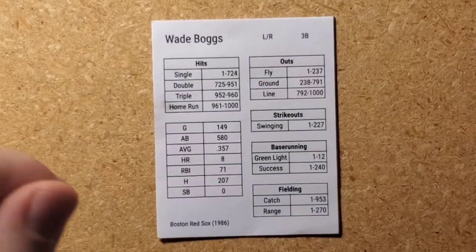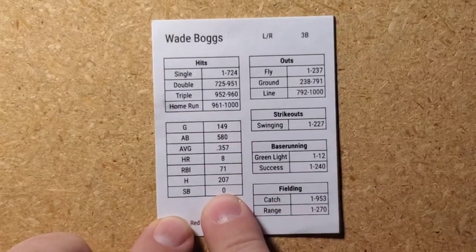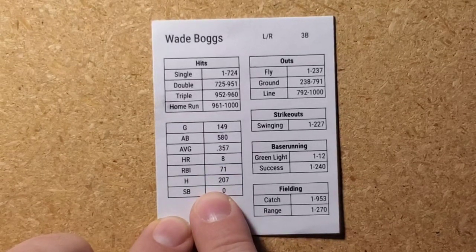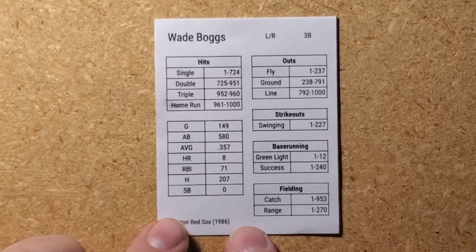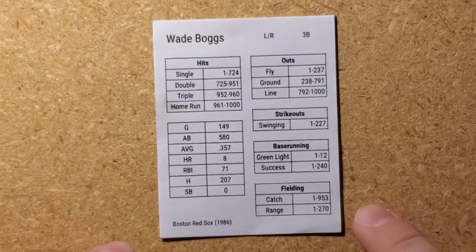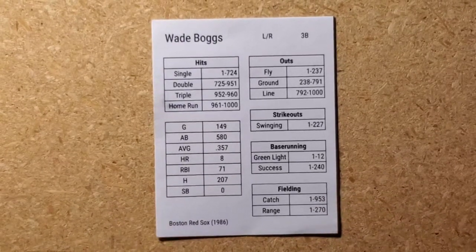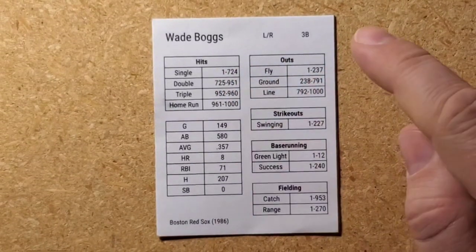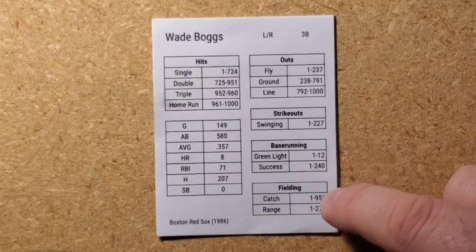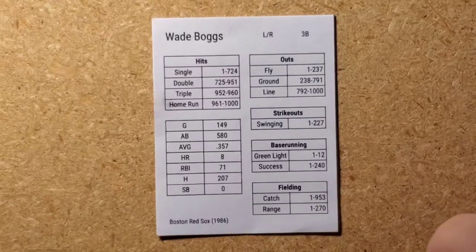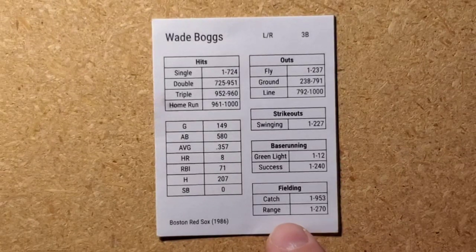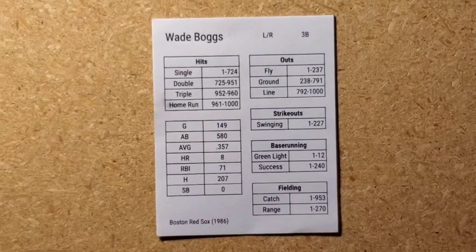If you needed to insert him, we have our main statistics here. So we have games played and at bats, average, home runs, RBIs, hits, and stolen bases if they have any stolen bases. Just like the pitcher card, it tells the year and the team that this card is for. And then we have all of our charts. On the hitter card, we have a hits chart, an outs chart, a strikeouts chart, a base running chart, and fielding. Fielding works just like the pitchers. So there's a catch rating, which is catch and make the throw. And then there's a range rating, which will come into play on the infield plays chart.